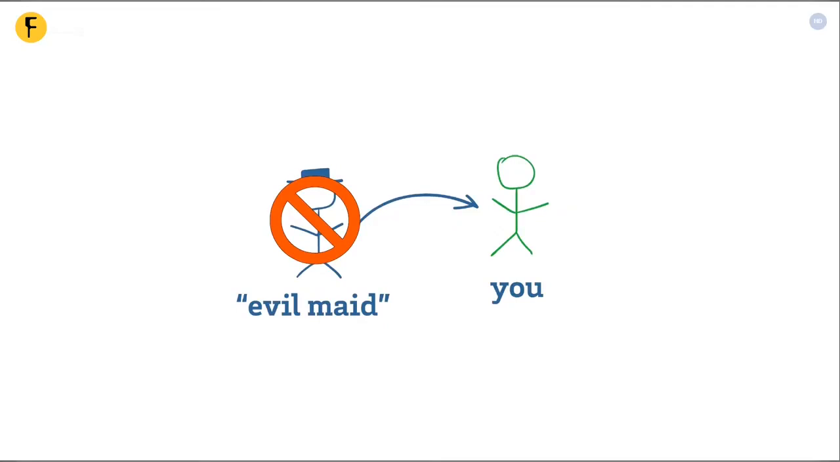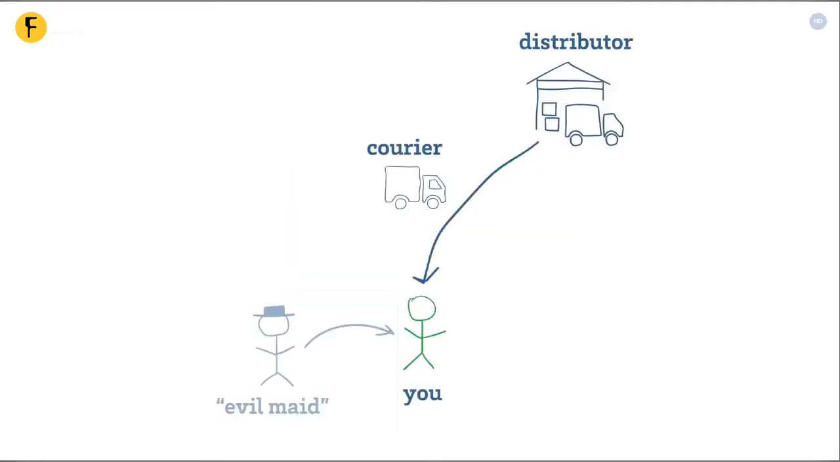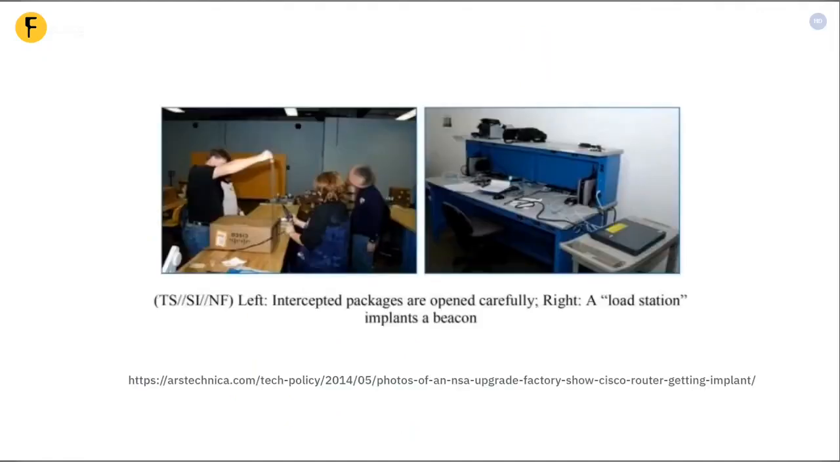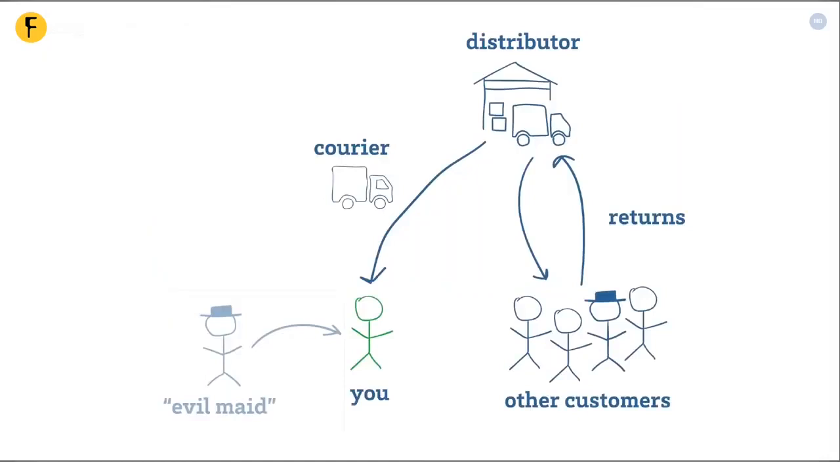But let's worry a little bit more about more common scenarios. For example, you're getting something from a distributor and it goes through a courier. So you have reason to trust maybe that the person selling you the computer is selling you a good computer, but now it's gone through a third party, a truck or something like that. And unfortunately, we have actual evidence that there are government programs to intercept packages and put implants inside of them en route between a vendor and a customer. Let's say we trust all those things.